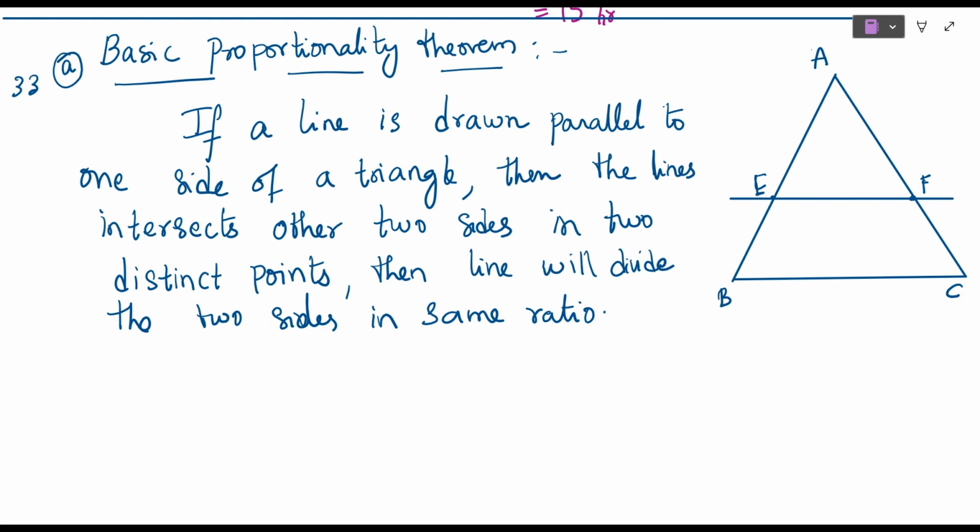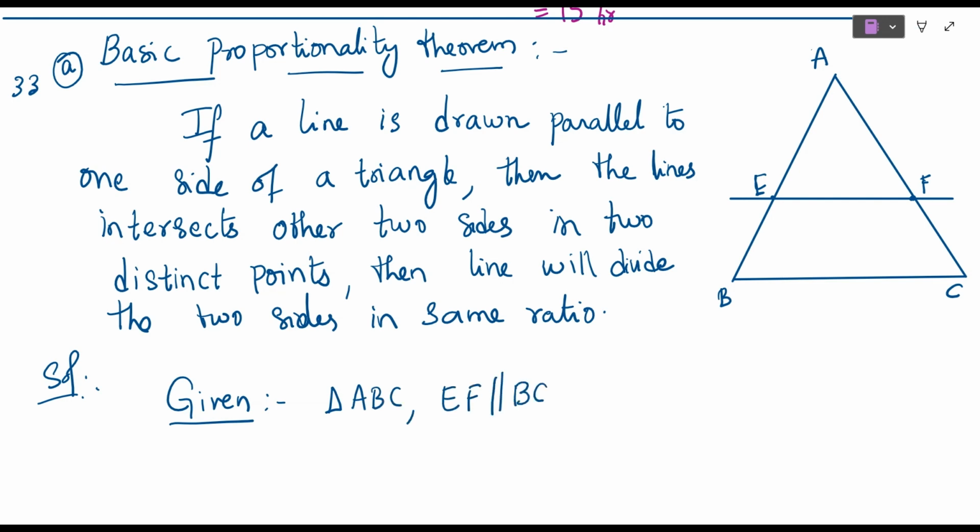Here I am writing the solution. Let us write the given part first, students. The first half of the theorem is the given part. So what is there? There is a triangle ABC and EF. EF parallel to BC is there, this is the parallel symbol. This is the given part. And EF intersects AB at point E.